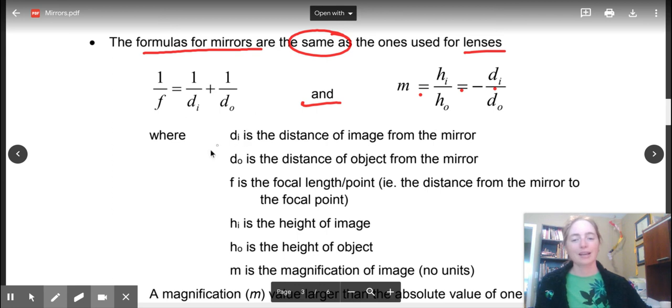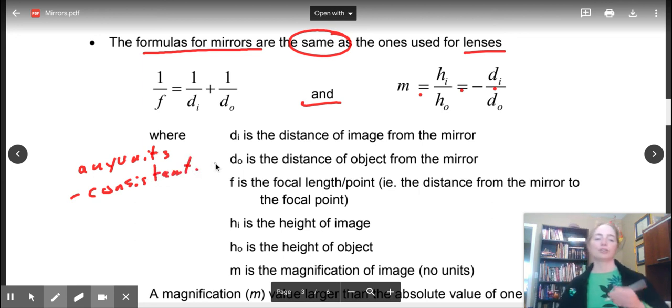Okay, so once again, same thing for units. You can use any units as long as you're consistent. Okay, so if you put it in centimeters, you're going to get out centimeters. You put it in meters, you're going to get out meters. Sounds good? Cool beans. Except M has no units. It's a ratio.